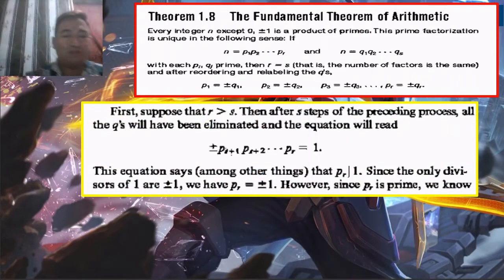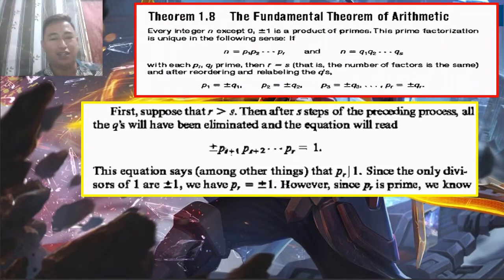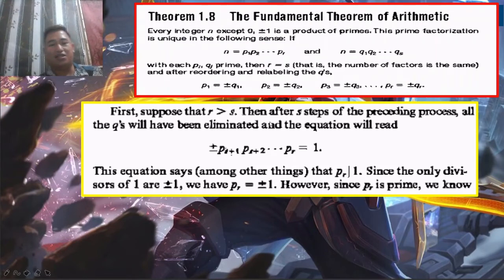First, suppose that R is greater than S. We won't suppose R less than S, as that is the other case. Then, after the S steps of the preceding process, all the Q's will have been eliminated from the equation, and the P's will remain. Since R is greater than S, the Q's run out first because they pair off, and there are more P's left over.